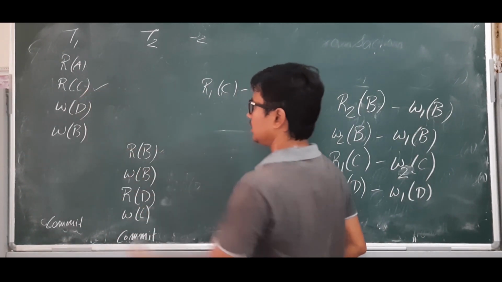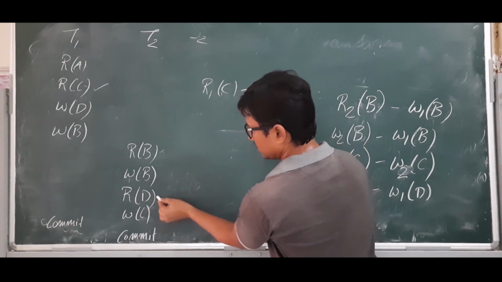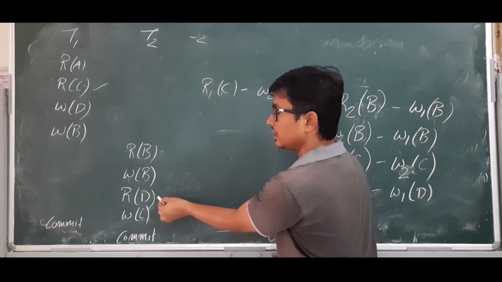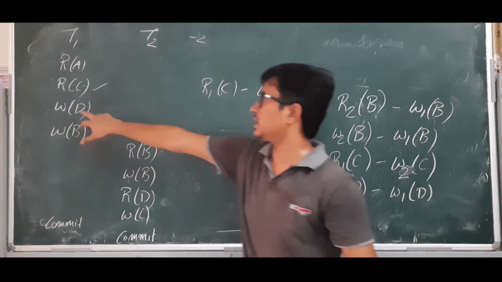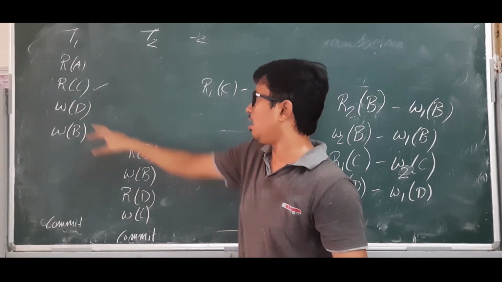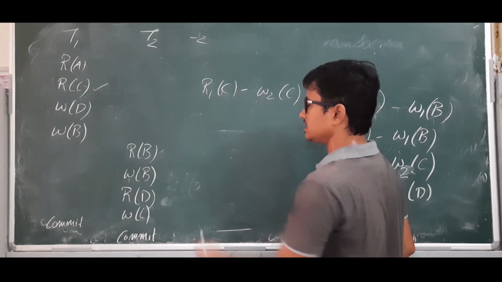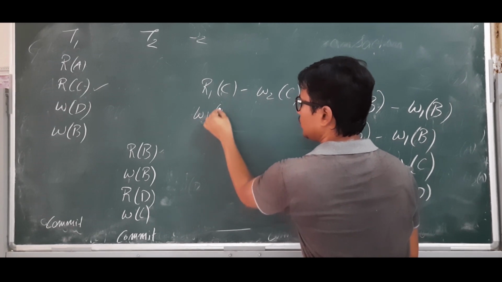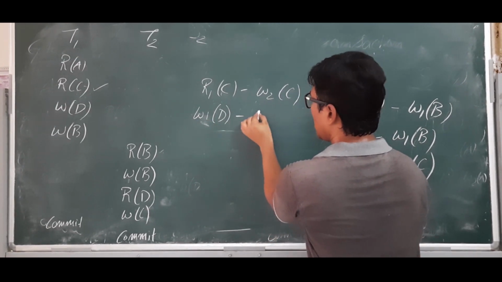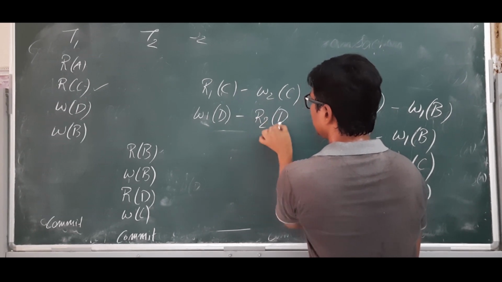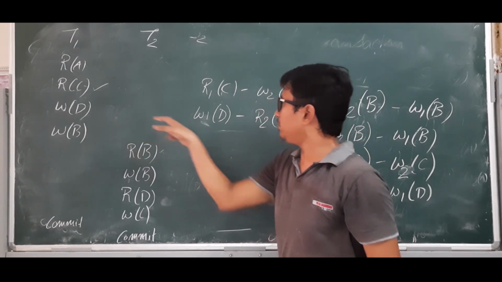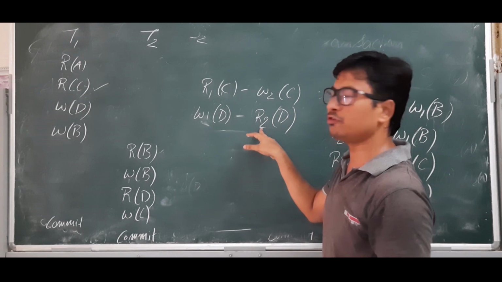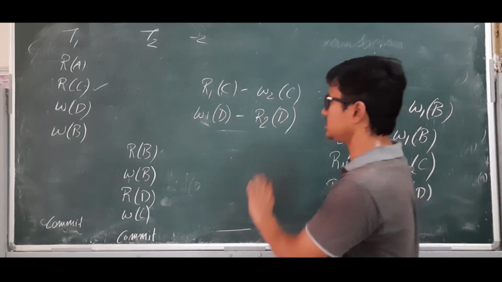So this is finished. Now we will check write D. This is on data item B and this is on data item B, so it is not a conflict operation, and this is a read D. This is a conflict operation because this is a write and this is a read on the same data item D. It is noted as W1 of D to R2 of D, because it is a write operation in transaction 1 on data item D, and a read operation is performed in transaction 2 on data item D.